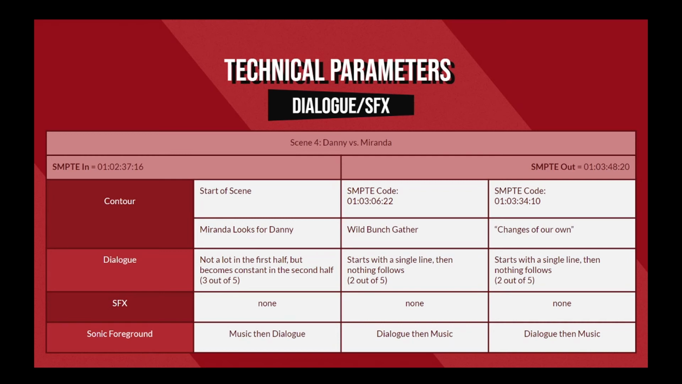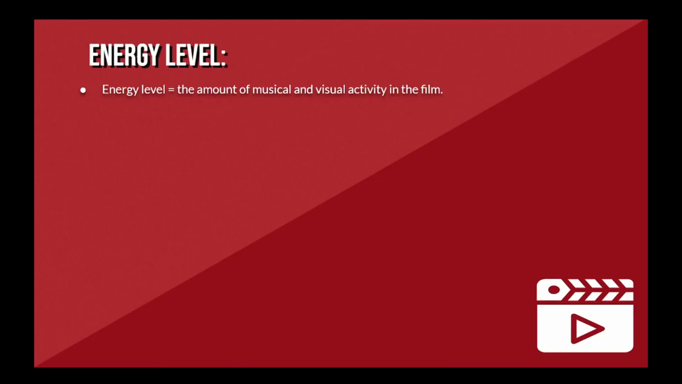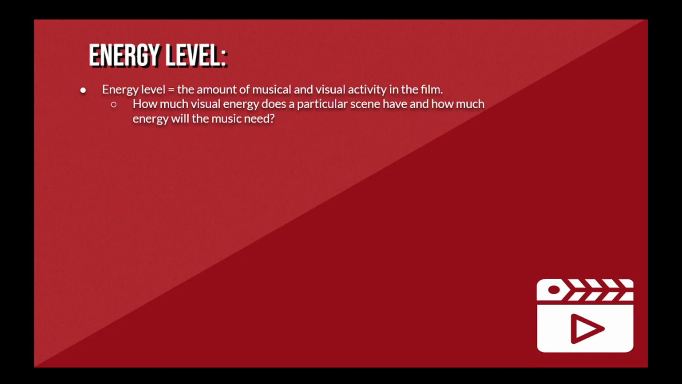First things first, let's discuss energy level. Now, energy level refers to the amount of musical and visual activity in the film. Basically, the idea here is that you want to find out how much visual energy a particular scene has, so that you can make an informed decision on how much energy you want your music to have. You can be as specific or general as you'd like for this step.